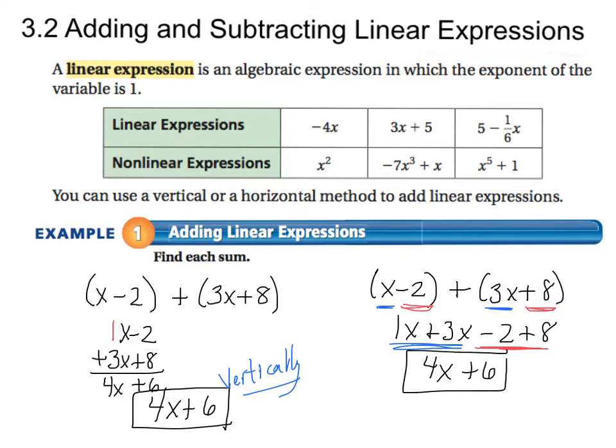Now, be careful, though. I see a lot of students that, when they combine the coefficients, look at this as 2 plus 8 and put negative 10. This is negative 2 plus 8. So we just used a horizontal method of putting these together. So this is horizontal. Either way, you can do this. It's up to you. So we're going to call this example A.